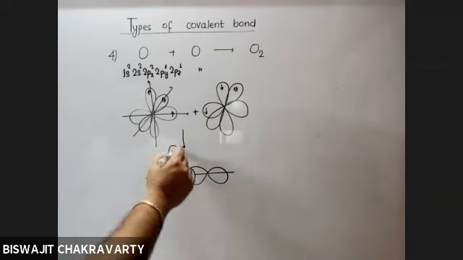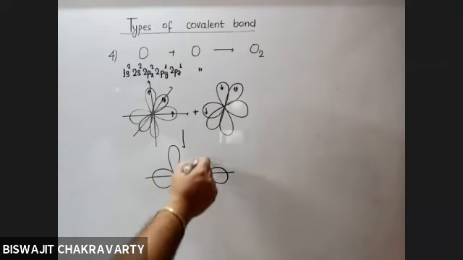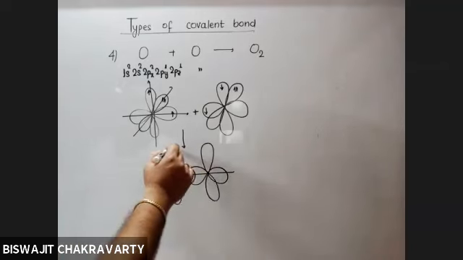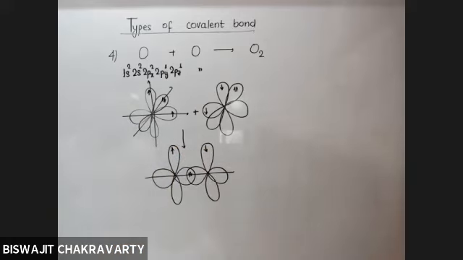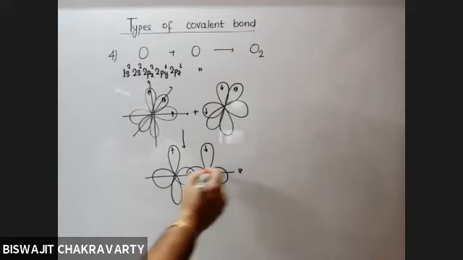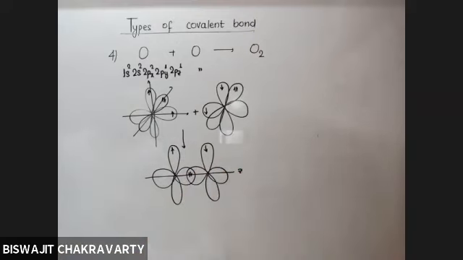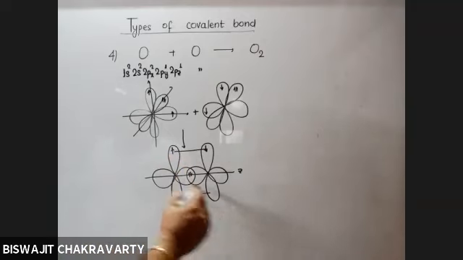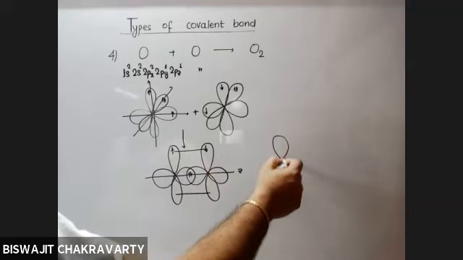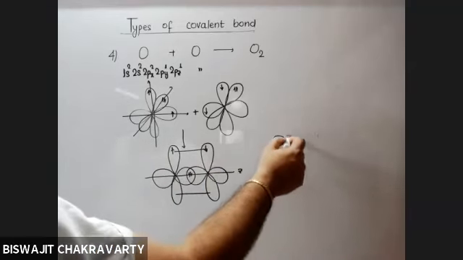But these two also have unpaired electrons in them. And remember that they are no longer present on the axis. They are perpendicular to the internuclear axis Z. This is the Z axis. So what we can do is sidewise overlapping, which can also be represented in this manner. This is called sidewise overlap.